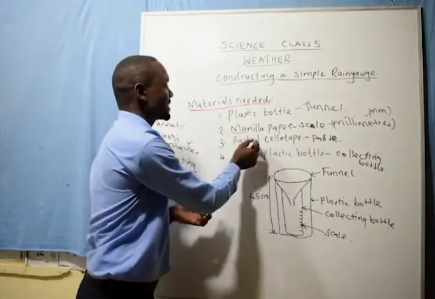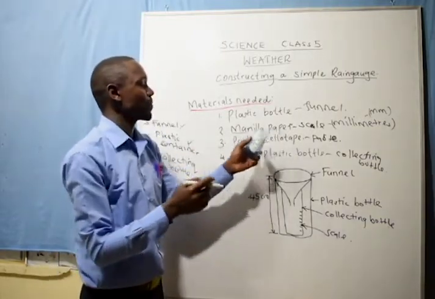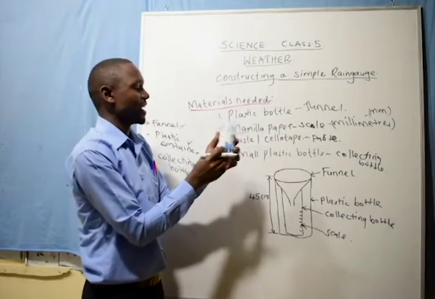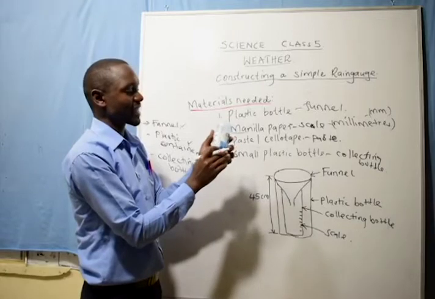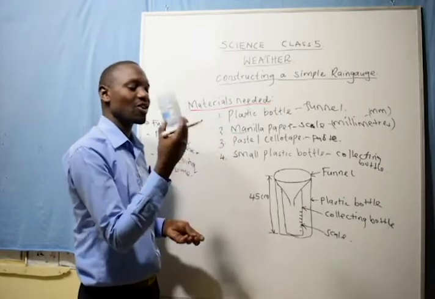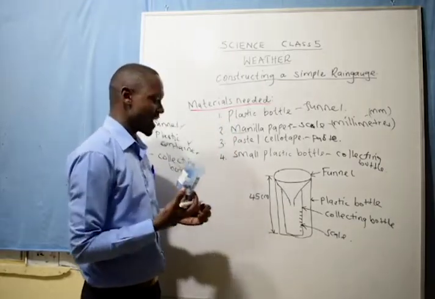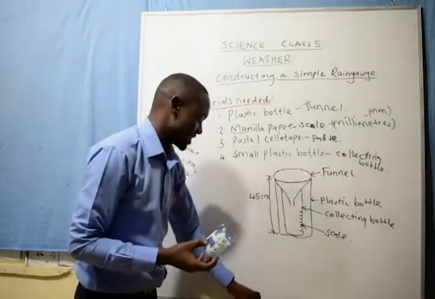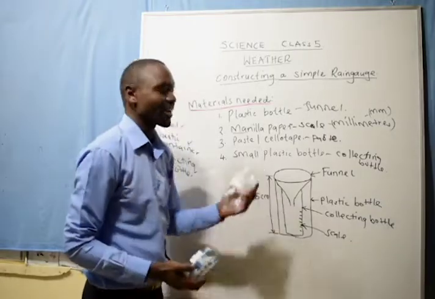After that, you paste the scale using the sellotape or the glue. You can see I've pasted mine using the sellotape. You paste the scale onto the small collecting bottle. After that, you assemble your materials so that you can have your rain gauge.